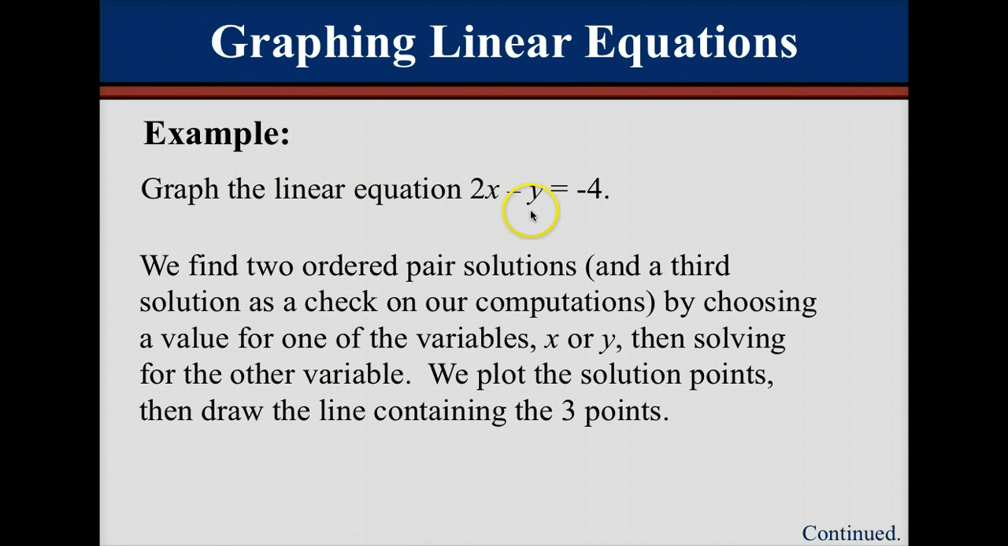Okay, we're asked to graph the linear equation. Notice it's in standard form because the x and the y are together and the constant is over here by itself. We find two ordered pair solutions, and we're going to find a third solution to check our computations, just to make sure our math is correct. We do that by choosing a value for one of the variables, x or y, then solving for the other variable. We plot the solution points, then draw the line containing the 3 points.